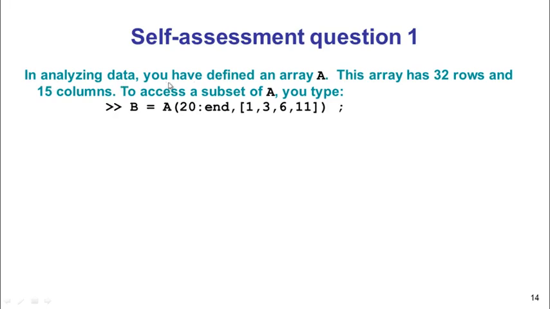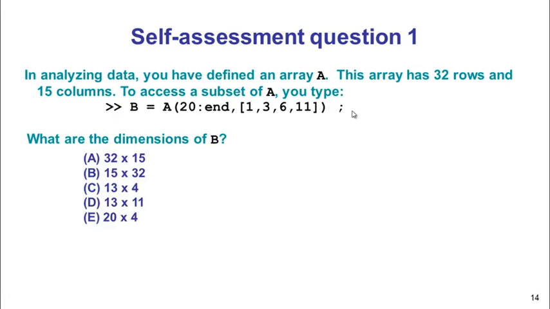In analyzing data, you have defined an array called capital A. This array has 32 rows and 15 columns. Now you want to type a command to access a subset of A, and this is what you type: capital B equals A(20:end, [1 3 6 11 end]); semicolon. And so the question now is, what are the dimensions of your result, your subset, capital B? I'll give you a couple seconds to think about that, and then I'll come back and show you the answer.